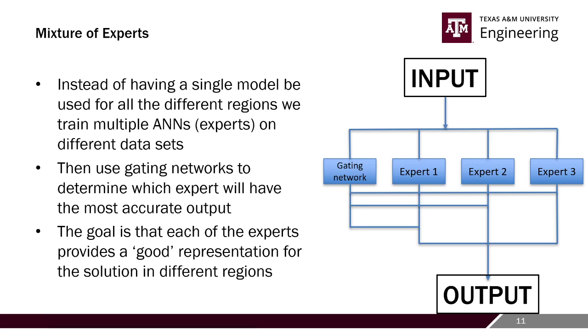This gating network will determine which expert will have the most accurate output and try to represent that more in the solution. And so the goal is that each of the experts provides a good representation for the solution in different regions, and then overall the mixture of experts model is able to model the whole problem with a good representation.